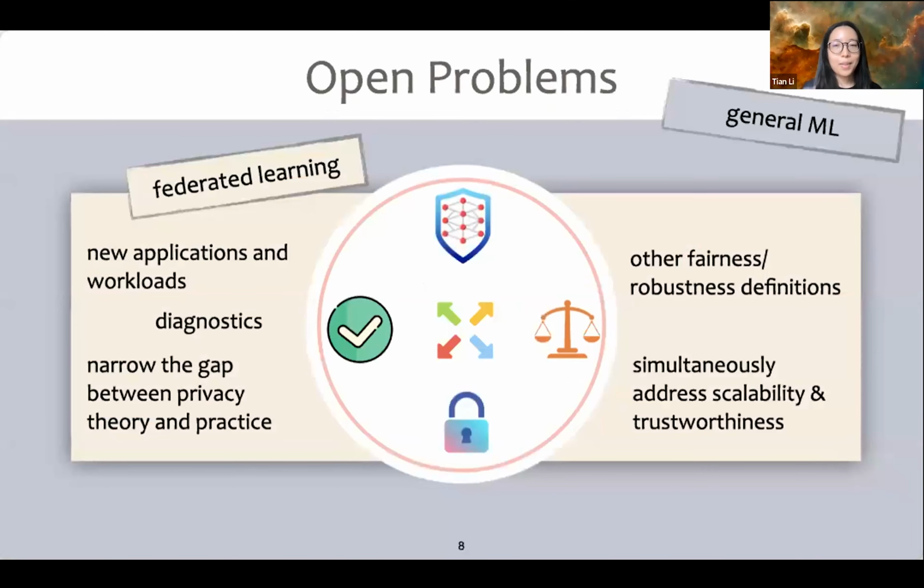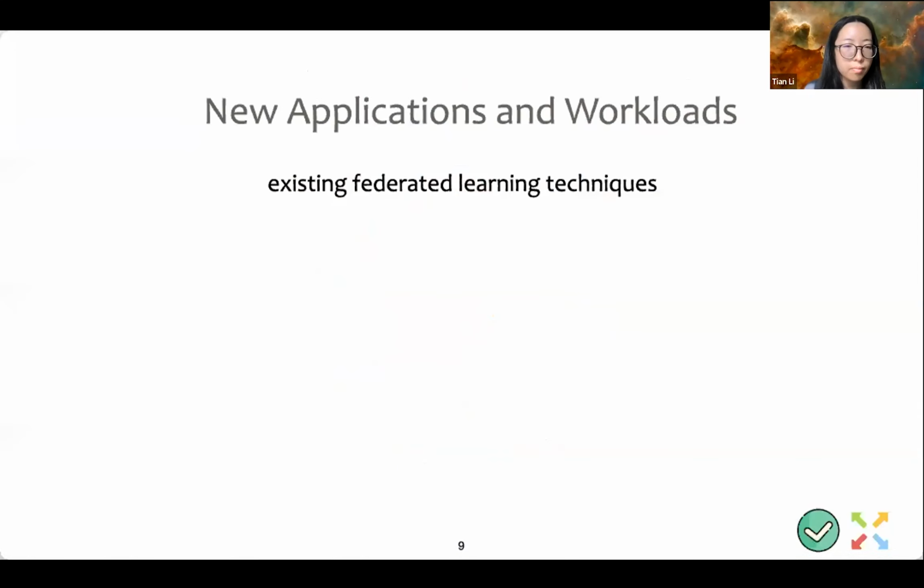In terms of the open problems, I think there are problems that are more specific to federated learning and then open problems for general ML. And oftentimes the methods that we develop for federated learning can sometimes be generalized to solve general machine learning problems. And on the other hand, we can always adapt general machine learning problems for federated learning. And there are 4 or 5 directions I want to mention next. So one is about new applications and workloads of federated learning for data sharing.